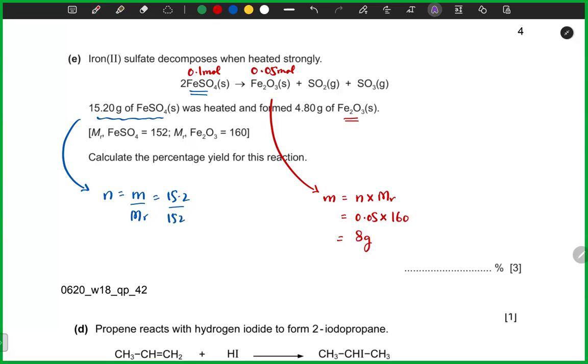So remember, this is the maximum or the theoretical mass, the one that my calculator is giving me. In the question, he says he's getting 4.8 grams. So that's the actual, right? Now we'll calculate the yield. You should get 8 grams on your calculator, but in reality, you're getting 4.8 grams. So 4.8 divided by 8 gives me 60%.